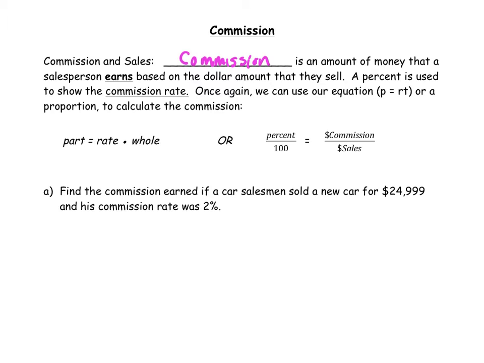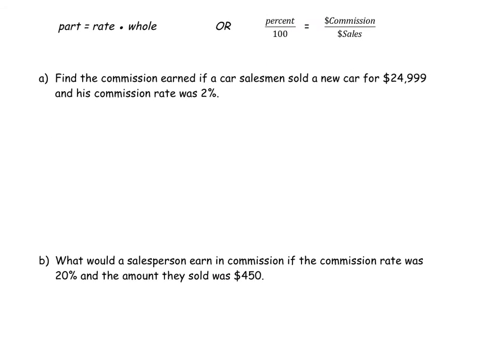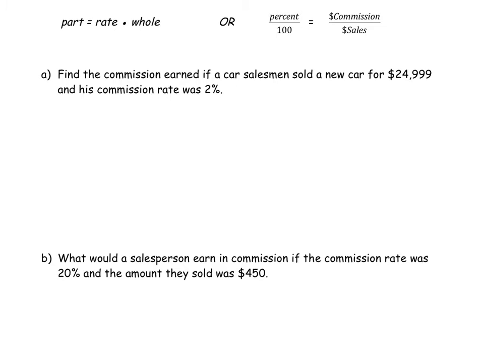And a commission is based on sales, and the purpose of that is to motivate an employee to sell more because they earn more. So we can use our equation or we can use a proportion, and I'm going to show you both ways. So let's look at our first word problem. It says find the commission earned if a car salesman sold a new car for $24,999 and his commission rate was 2%.